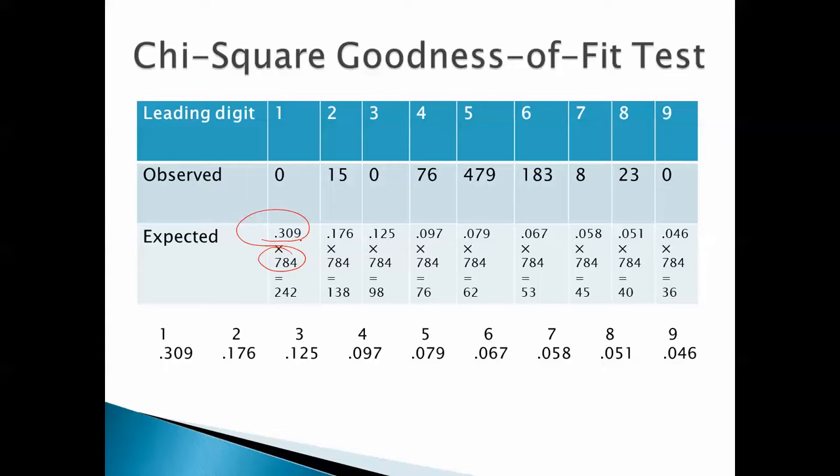Now, if you have 784 checks, and this is the proportion that you expect to have leading digit 1, then when you multiply those together, you would expect 242 of the checks to begin with a 1. In the same way, if that's the probability that a check begins with a 2, and that's the total number of checks, this is the number of checks you'd expect to begin with a 2. And so these are the expected frequencies, okay?